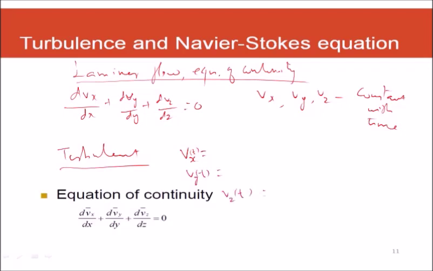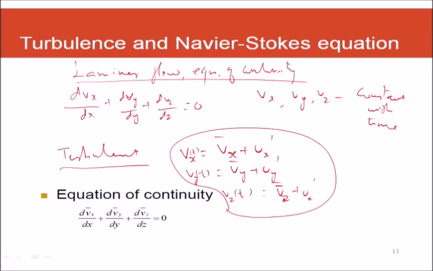And when this is substituted into the equation of continuity, the resulting equation of continuity for turbulent flow contains only the time averaged velocity, because the fluctuating parts cancel out because of the positive and negative fluctuations.